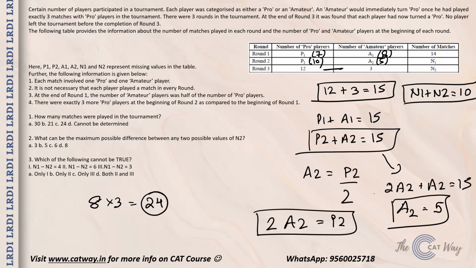So how many matches were played in the tournament? The number of matches that were played in the tournament, we have already calculated to be 24. Option C, 24, is the right answer. Coming to the second question.